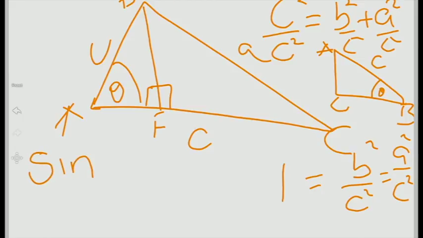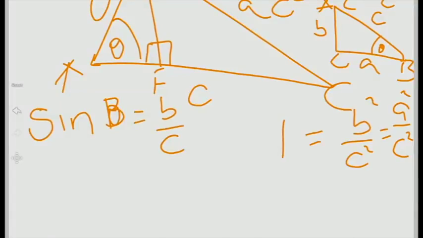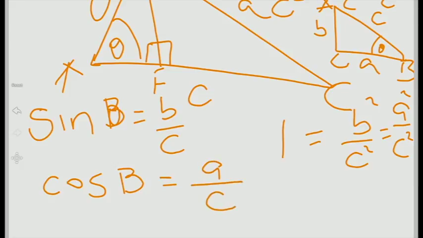Now, looking at the trigonometric ratios of the right angle triangle, if this is our theta, this is B and this is A. The sine of angle B is equal to the opposite over hypotenuse, which is B over C. And the cosine of angle B is equal to adjacent over hypotenuse, which is A over C.